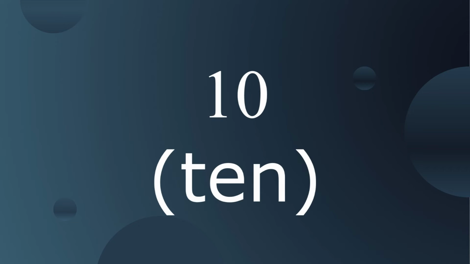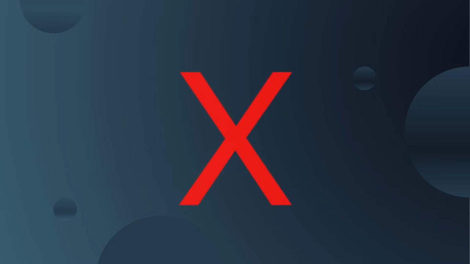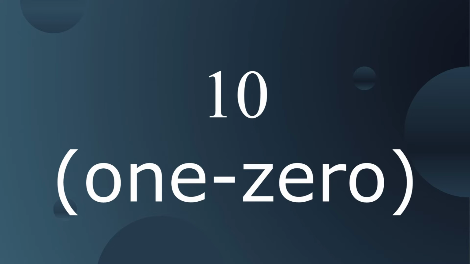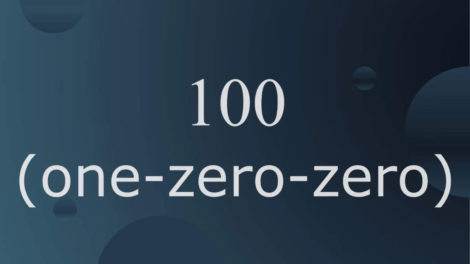0, 1, 10, 11, 100, 101, 110, 111. Now, I don't blame you if you're starting to get confused. Firstly, let's stop looking at them like 10 and 100, because that is completely wrong. It's 1 0 and 1 0 0.